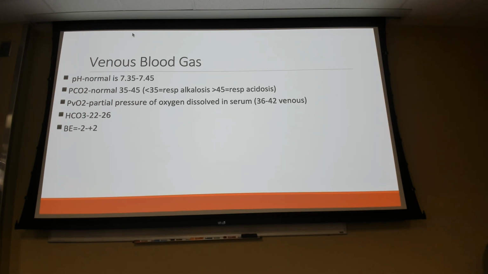Bicarb 22 to 26, and does anybody know what BE means? It's base excess, that's right. That's helpful when we're resuscitating a trauma patient or a septic patient. BE means base excess, meaning if you have a positive number, a lot of times that can be indicative of being kind of fluid overloaded. We see people with base excesses of 8 or 10, or especially if we have to do a paracentesis and take fluid off somebody, it can be even higher.